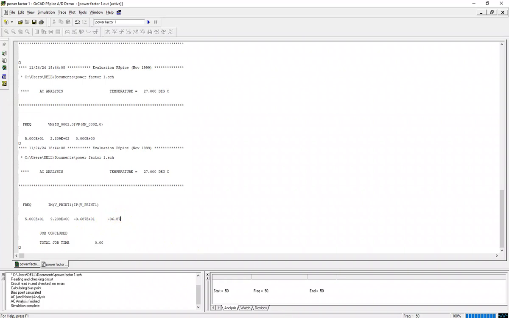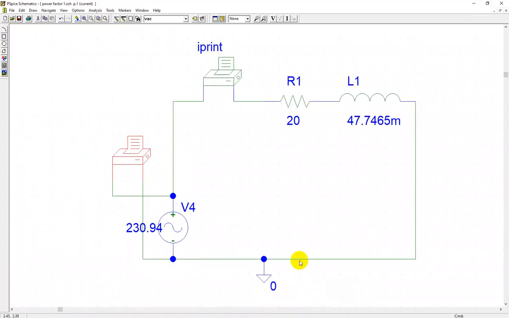Let's try to correct by adding a capacitance. The circuit is already built, so let me open that circuit.